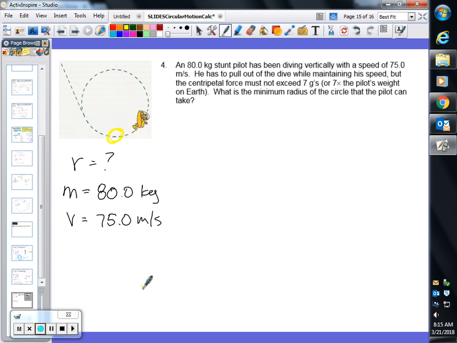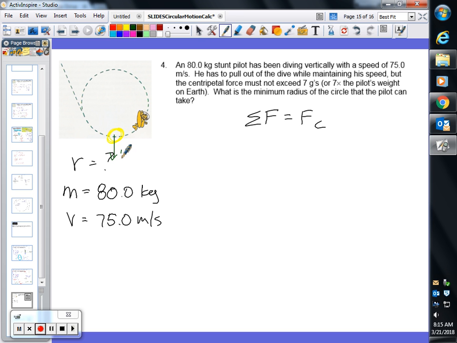We know that in order to go in the circle, this has to be true. The net force has to be equal to the centripetal force. Yes? And so, we draw ourselves a free body diagram. When the plane is at the very, very bottom of the loop right here, just like in the previous problem, there are 2 forces acting on the pilot.